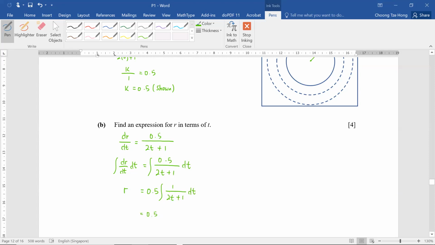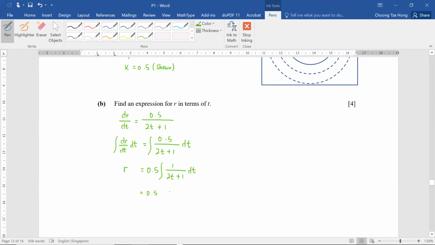Then when you integrate 1 over 2t plus 1, it's going to become ln of 2t plus 1. Then what you need to do is differentiate the inside. When you differentiate the inside, you will get 2, right? So you divide by the 2 below. Because this is an indefinite integral, there's going to be a plus c behind.